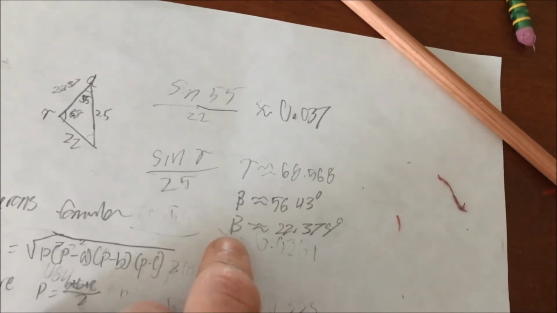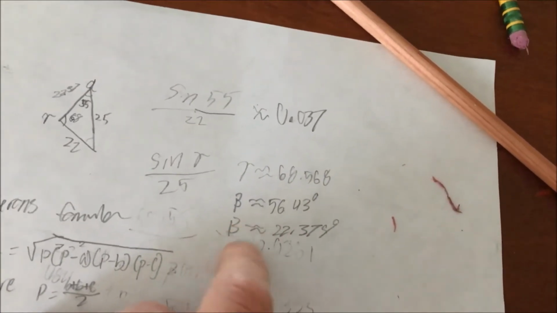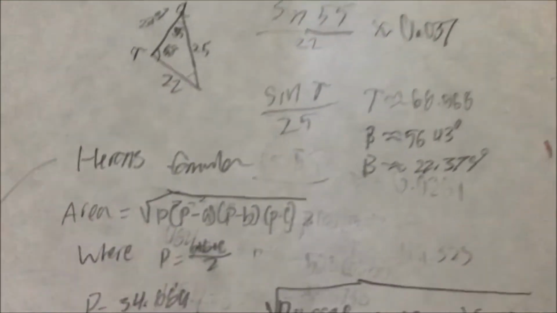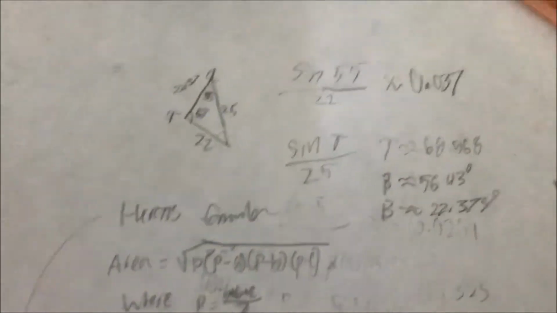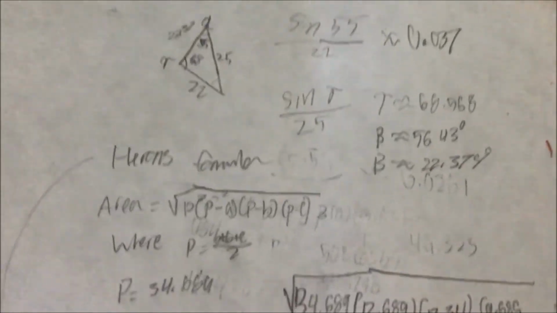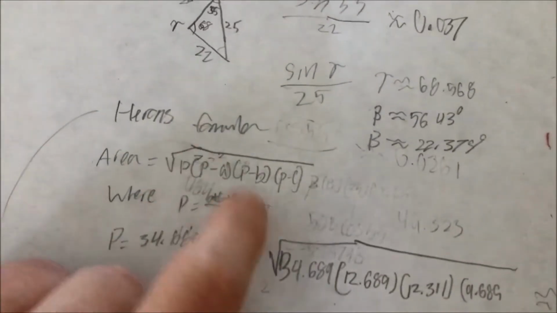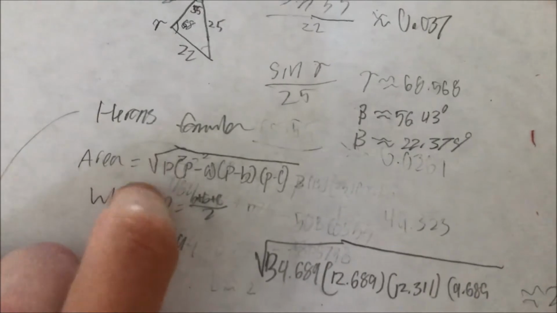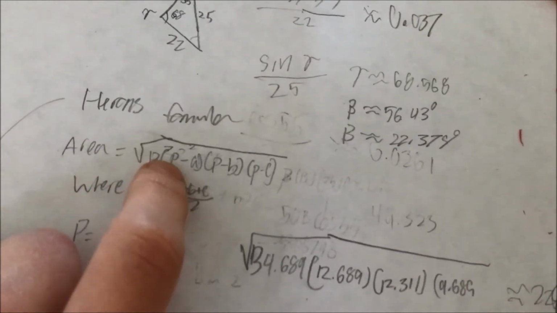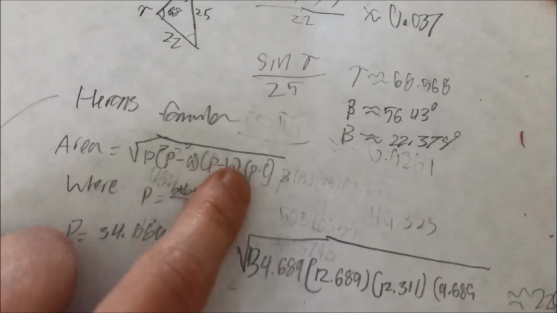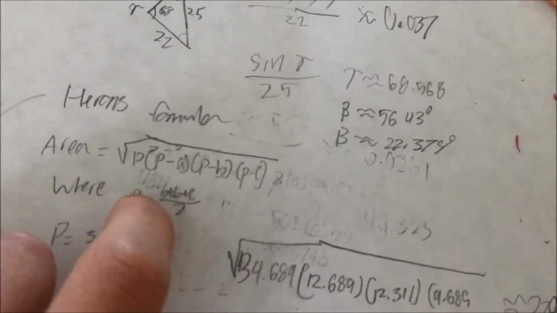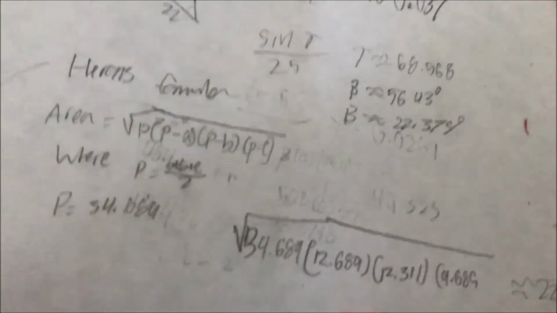And the length of it was 22.378 units. Now, with all that, I tried a few times to see if I could get another triangle, but I could not. All that, we go to Heron's formula. The area equals the square root of P, parentheses, P minus A, parentheses, P minus B, parentheses, P minus C, where P is equal to half the perimeter, or A plus B plus C divided by 2.